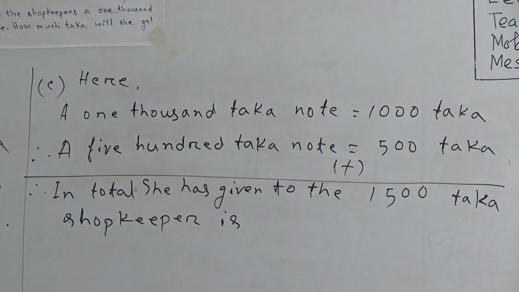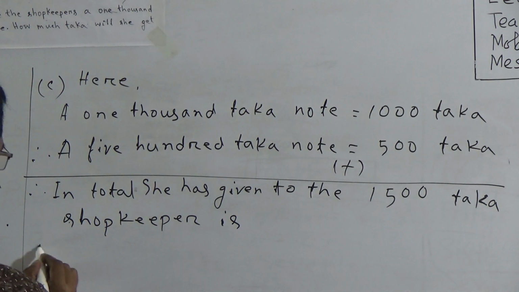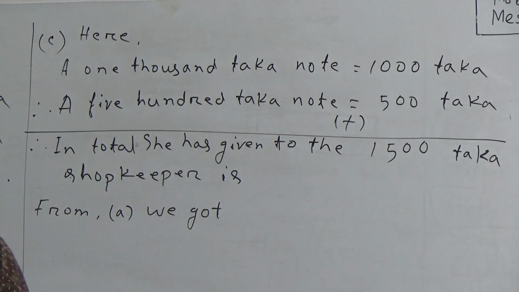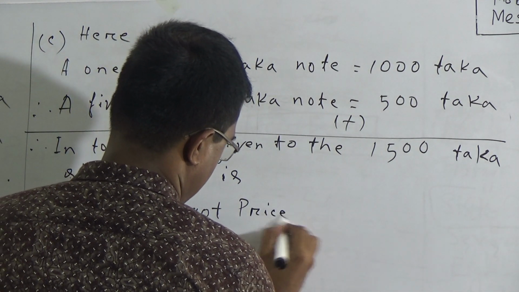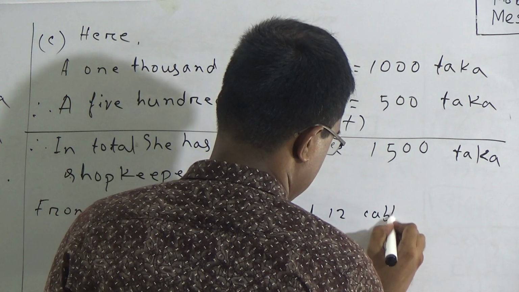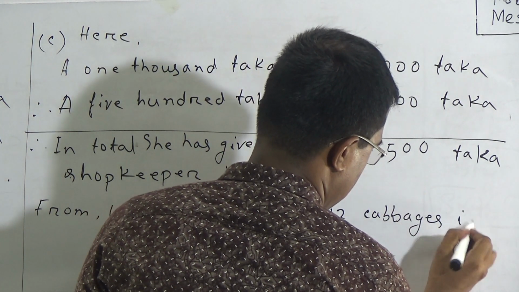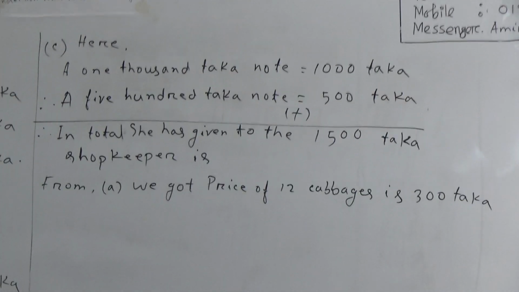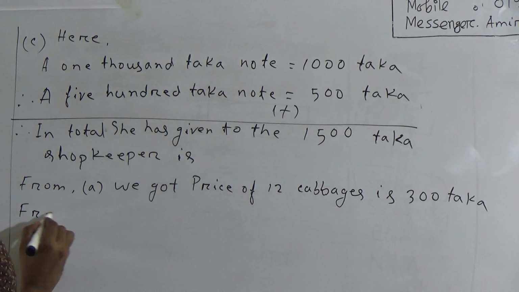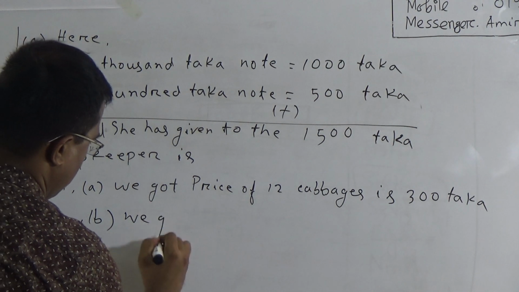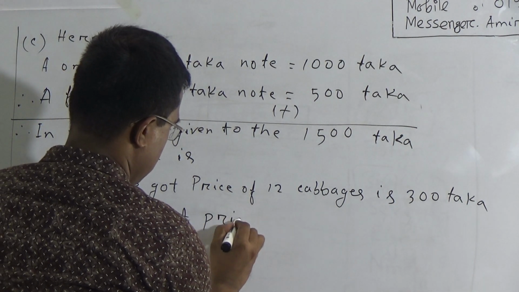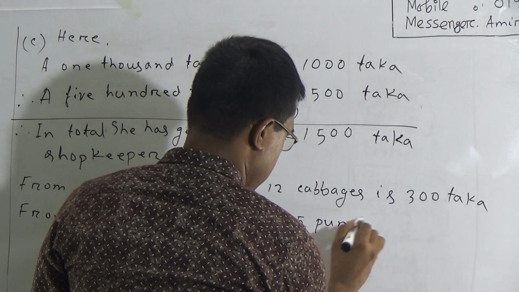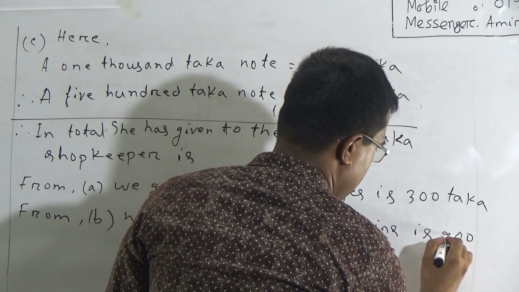Now we have to find out her total cost. From A, we got the price of 12 cabbages is 300 taka, and from B we have got the price of 15 pumpkins is 900 taka.